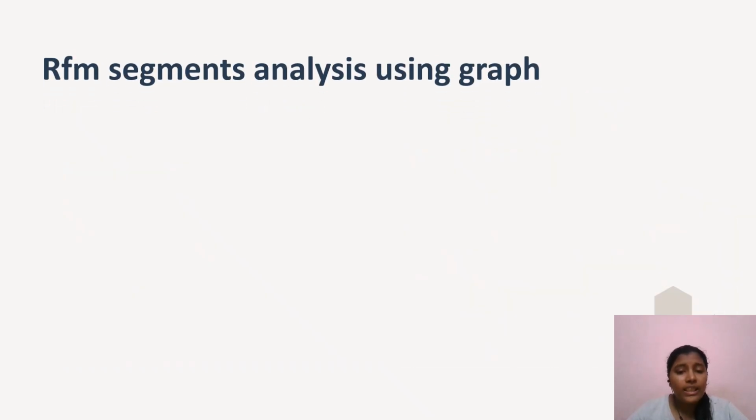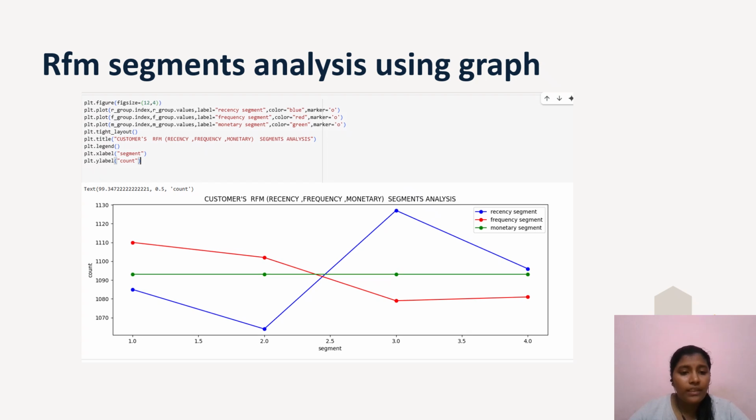I have plotted the RFM segments analysis using the graph. Here, the blue line indicates recency, green indicates monetary, and red indicates the frequency values. 1 to 4 is the star rating. 1 means low rating and 4 means high rating.